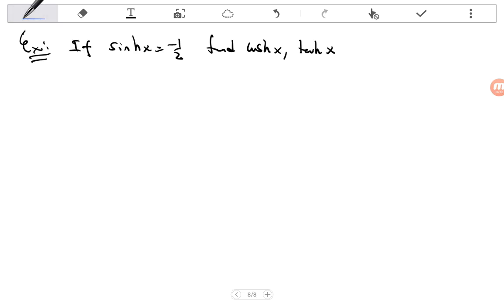Now let's look at this problem. We will need to learn a skill. If I am given some hyperbolic function, I need to find the other related hyperbolic functions. For example, for this, if it is given that sinh x is equal to negative half, what is cosh of that x and what is tanh of that x?